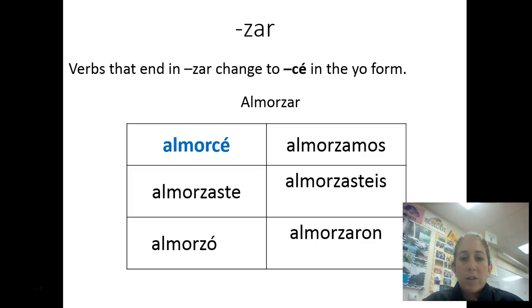We know that almorzar is an O to UE stem changer in the present tense. But we know that only IR verbs stem change in the preterite, therefore it is not a stem changer. And it ends in ZAR, so it's going to have that slight spelling change in the yo form. So that's really important that we're building our preterite brain and not getting that too mixed up with our present tense. So almorcé, almorzaste, almorzó, almorzamos, almorzasteis, and almorzaron.